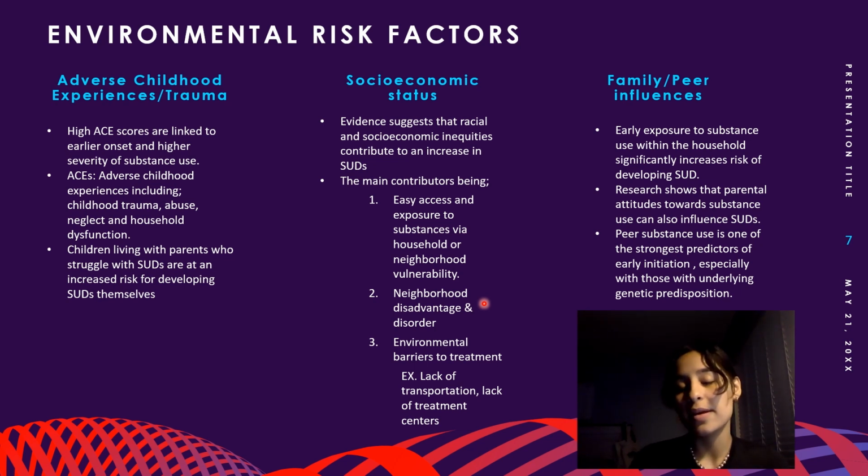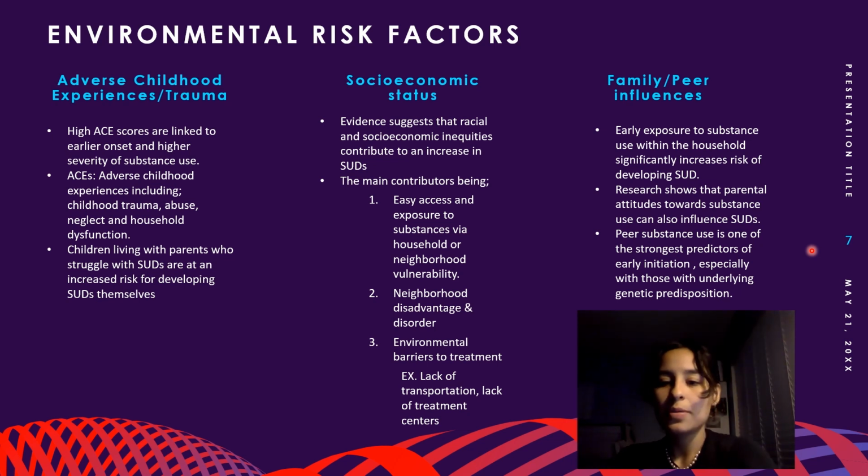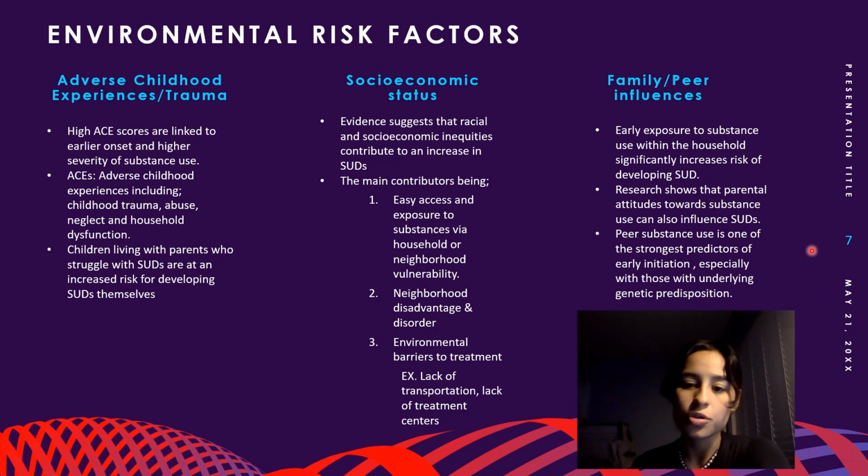Number 2, neighborhood disadvantage and disorder. Number 3, environmental barriers to treatment, like the lack of transportation or the lack of treatment centers available in a certain area. With family and peer influences, early exposure to substance use within the household significantly increases the risk of developing a substance use disorder. Research shows that parental attitudes towards substance use can also influence SUDs. Peer substance use is one of the strongest predictors of early initiation, especially with those with underlying genetic predisposition, because of what we just went over, the diathesis stress model.